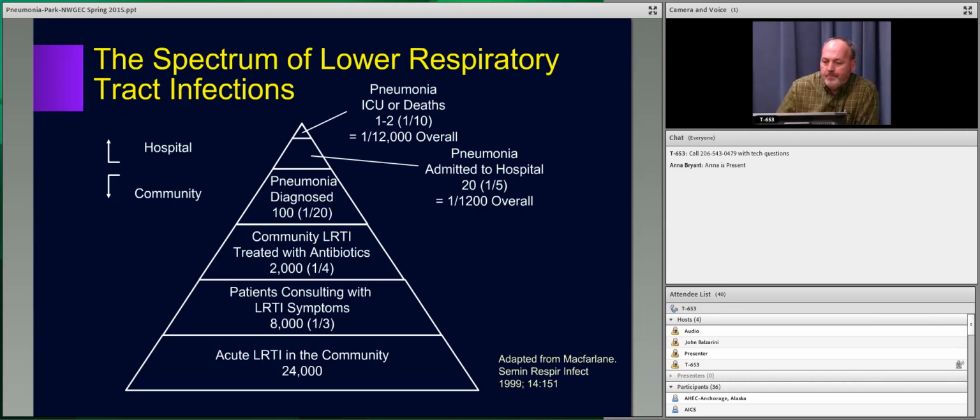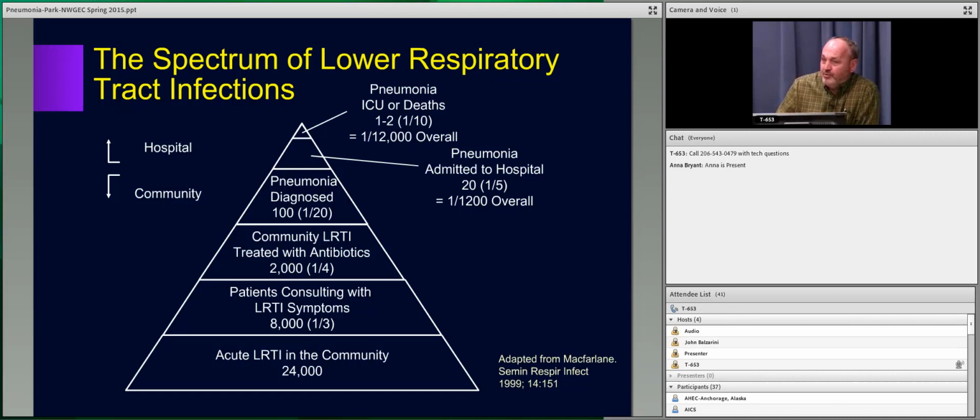So this happens to be, I think, the annual profile of lower respiratory tract infections in Nottingham, England, as published by McFarlane many years ago. But I think this is what we see in every community, and it's neatly summarized. So I'm going to start at the bottom and recognize that in this town, there are 24,000 acute lower respiratory tract infections in the community. Okay, most of these are probably acute bronchitis.